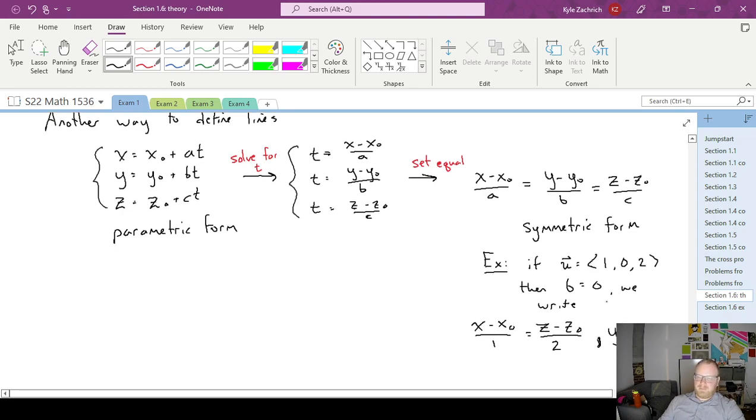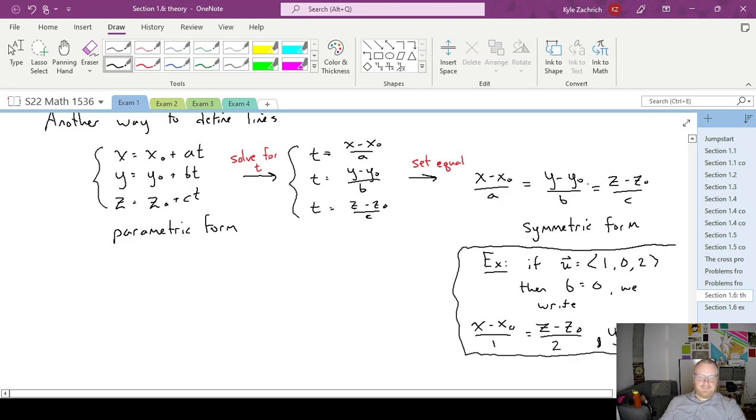So anyway, just a little side note here, kind of an awkward way to define a line, but you should be familiar with lines that look like this. So if you see a three-sided equation like this, this is what they're talking about.